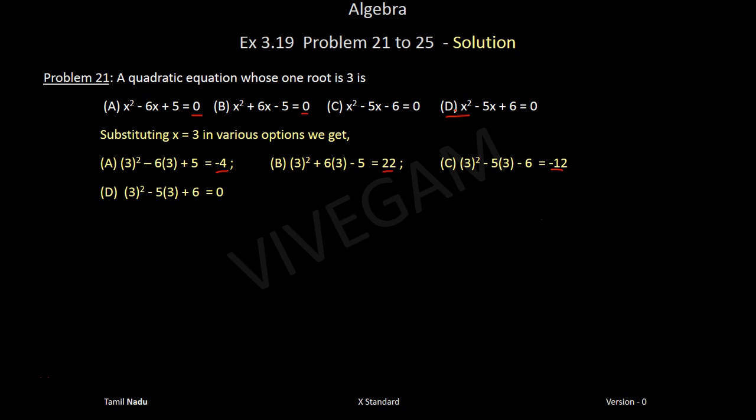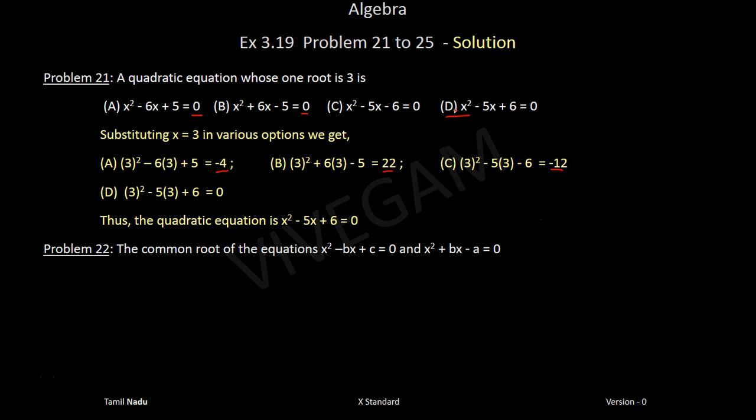Okay, next one. The common root of the equations x square minus bx plus c equal to 0 and x square plus bx minus a equal to 0 are, they have given us 4 options. If there is a common root, what does it mean? Let alpha be the common root, and that alpha will prove both the equations, right?